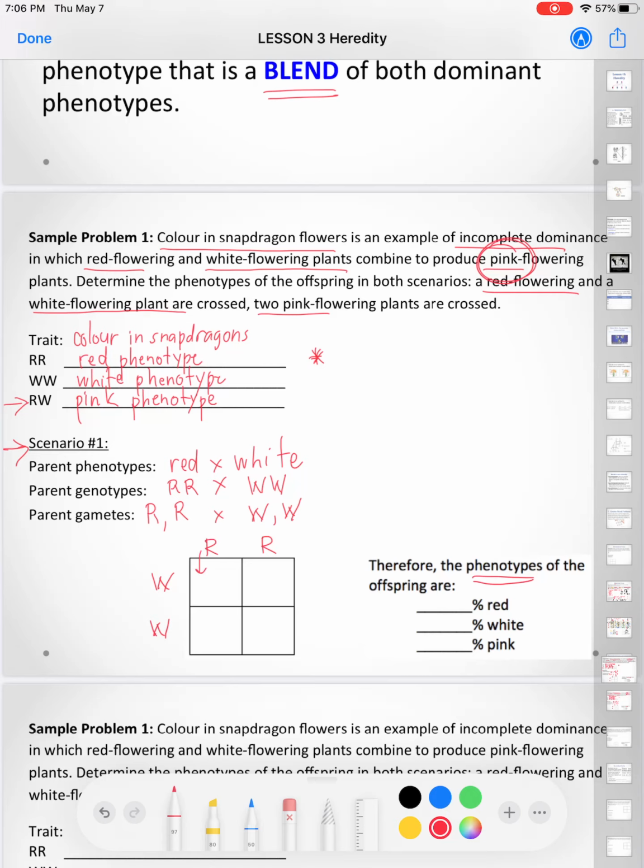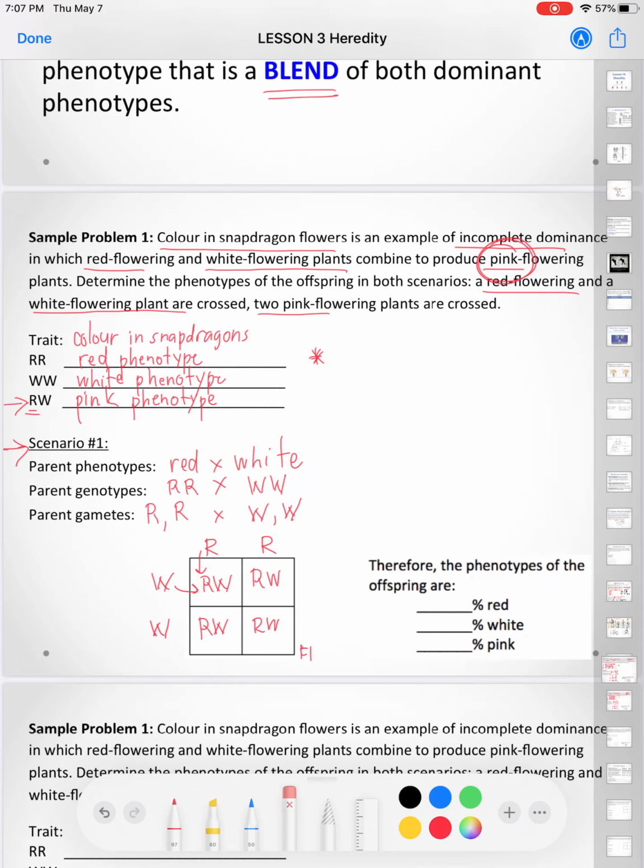When we do the cross, because I've always put the R's first, I'm again going to put the R's first here. What we notice is that all of our offspring in our first generation are the same. So the phenotypes of this cross of these two parents in scenario 1 give us 100% pink offspring, because they are the heterozygous blended genotype.